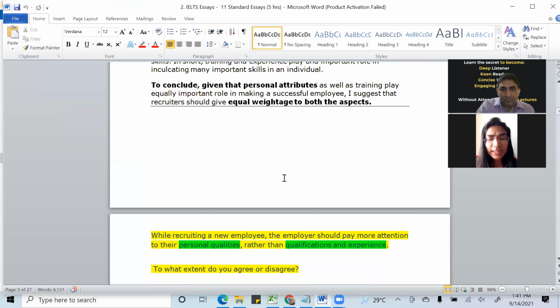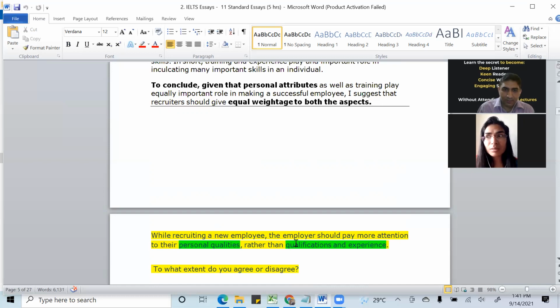Sir, in the questions which say to what extent do you agree or disagree, in those types of questions we can simply choose one side. Yes. You have the option of choosing one and writing the whole essay on that one side. Am I right? Yes, you are right.